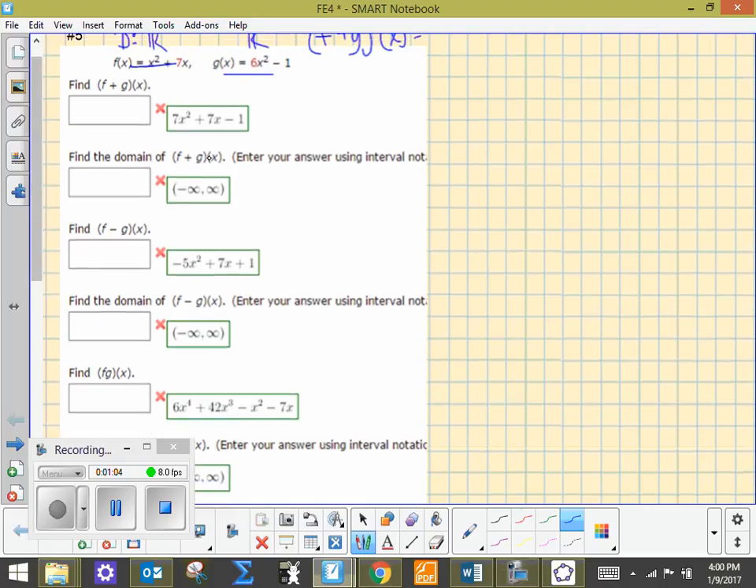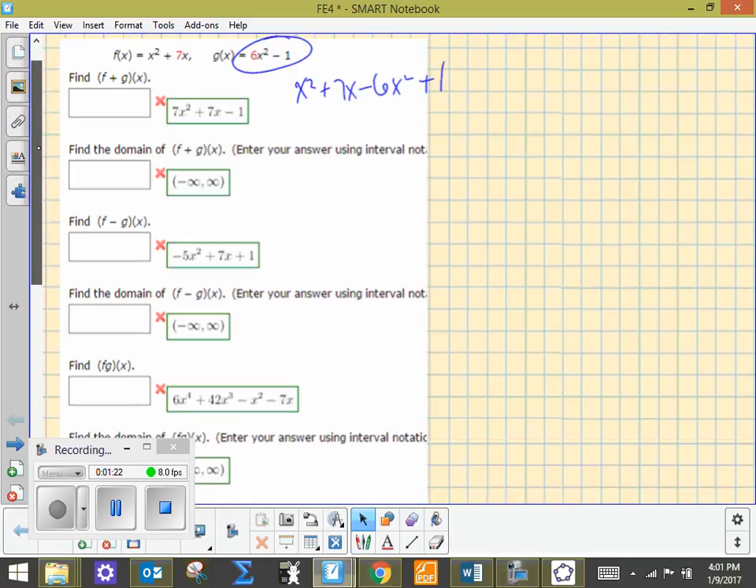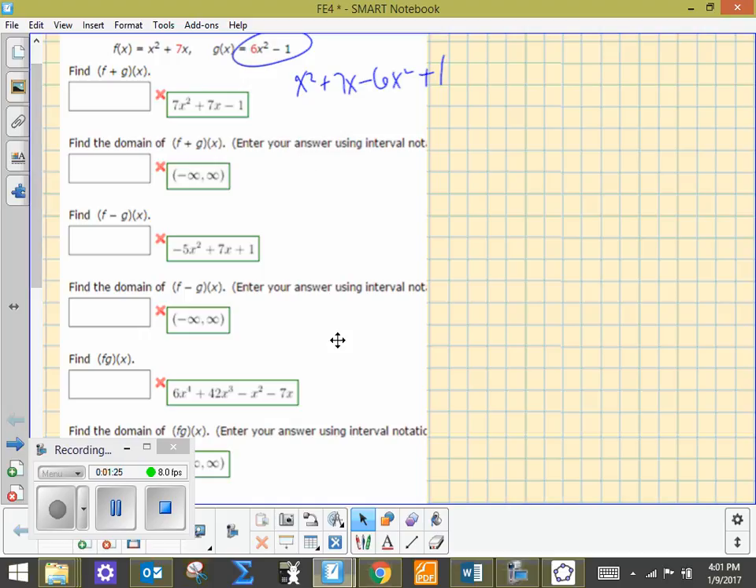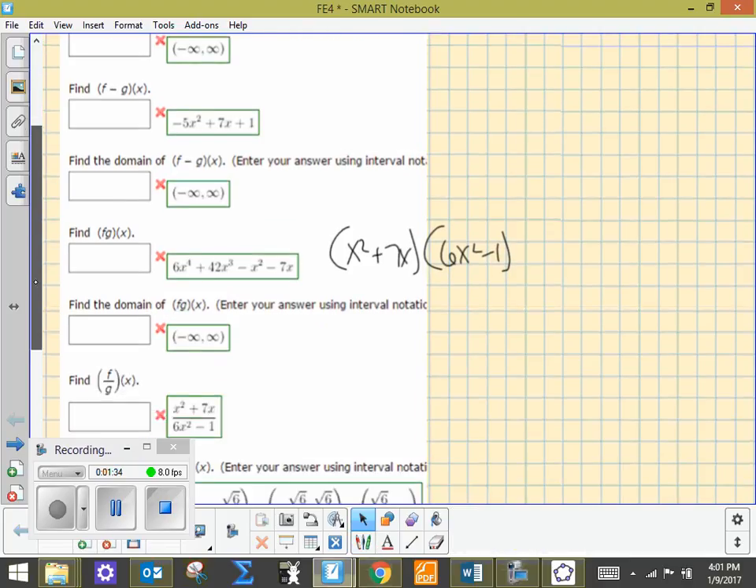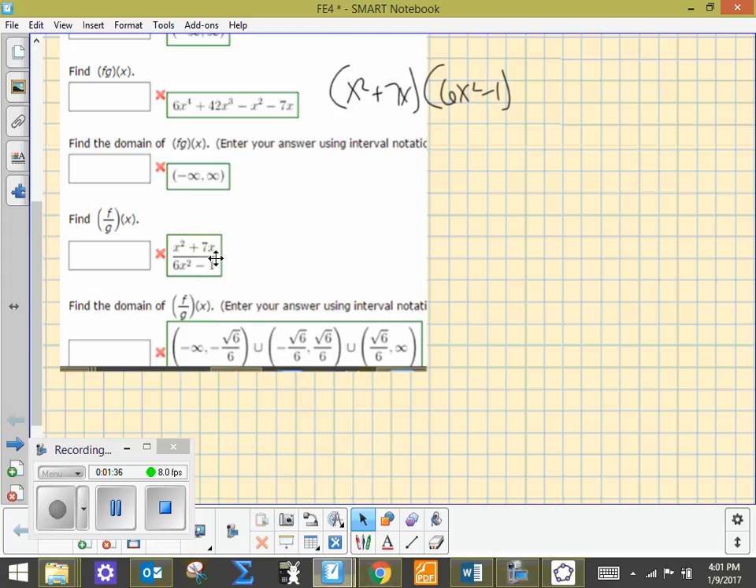Subtracting, same idea. Just make sure that when you subtract them, f minus g, it's going to be x squared plus 7x minus 6x squared plus 1, because it's minus this entire quantity. Intersection of the domains, again, all real numbers. f times g, okay, so there we're getting x squared plus 7x and 6x squared minus 1. You're foiling that out and getting this stuff. Domain, all real numbers.